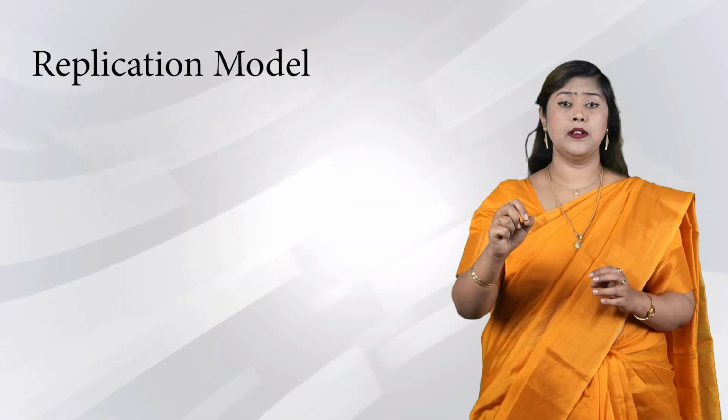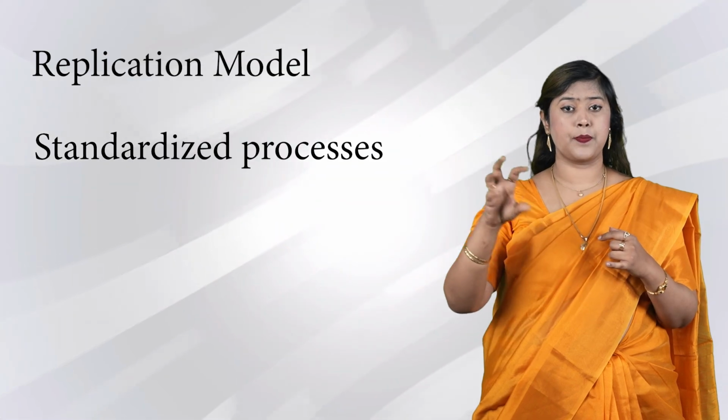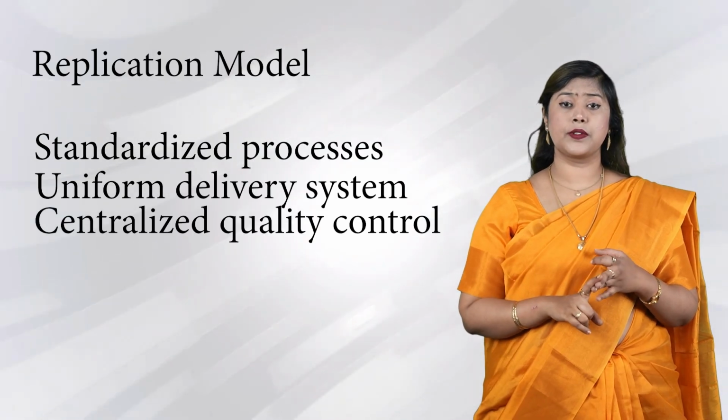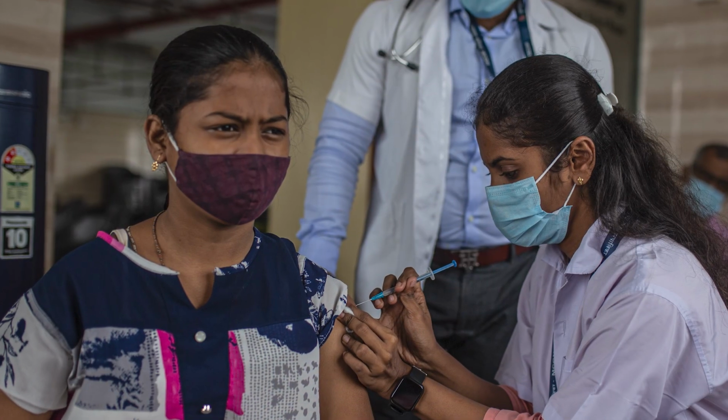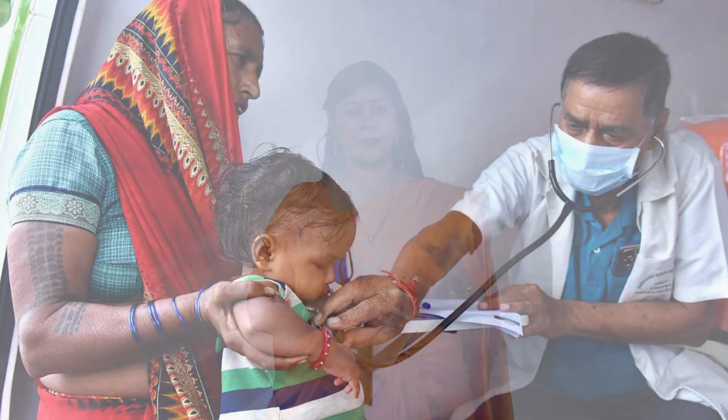The replication model emphasizes the following: it includes standardized processes, it uses uniform delivery systems, and it also uses centralized control systems. That's why this model is very effective when the services are technical or product based. It also becomes very effective if the quality must be tightly controlled. So let me take an example here: low cost medical devices distributed through standardized hospital partnerships across multiple regions.